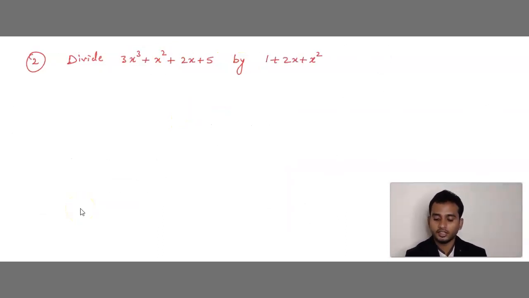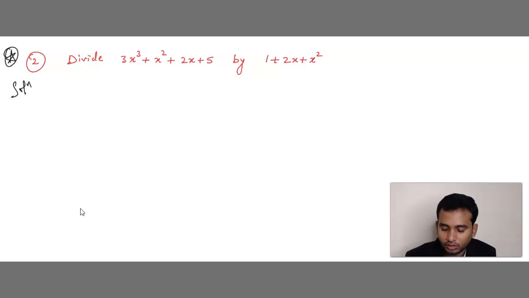See children, here in this problem, question number 2, divide 3x cube plus x square plus 2x plus 5 by 1 plus 2x plus x square. It's a very important question, children. Do not miss this question. Even this question is also very important for your exam. Okay. First we write P of x.